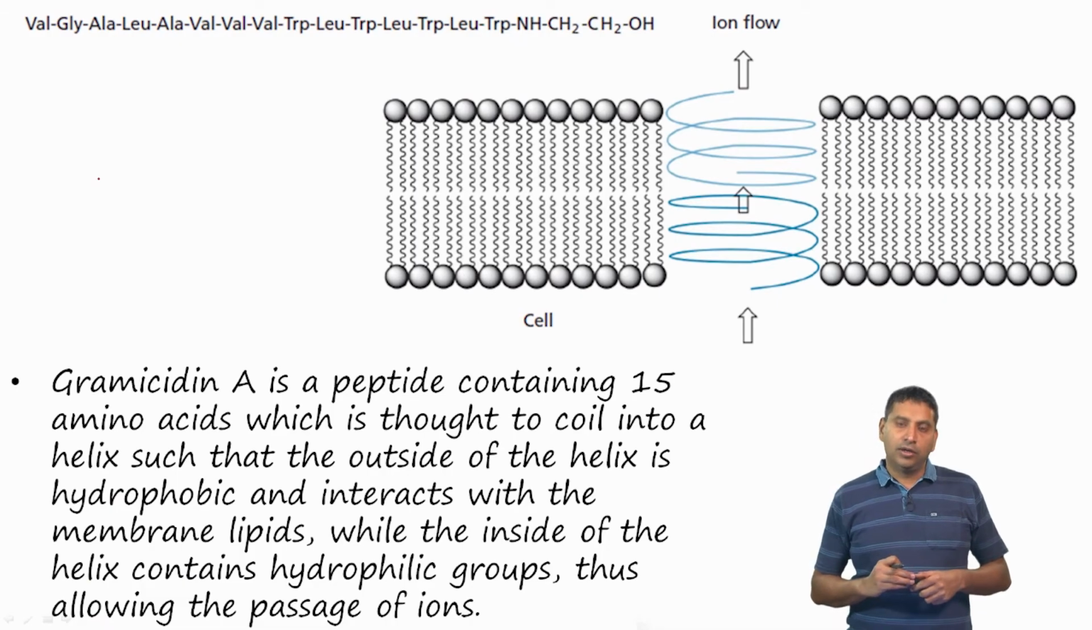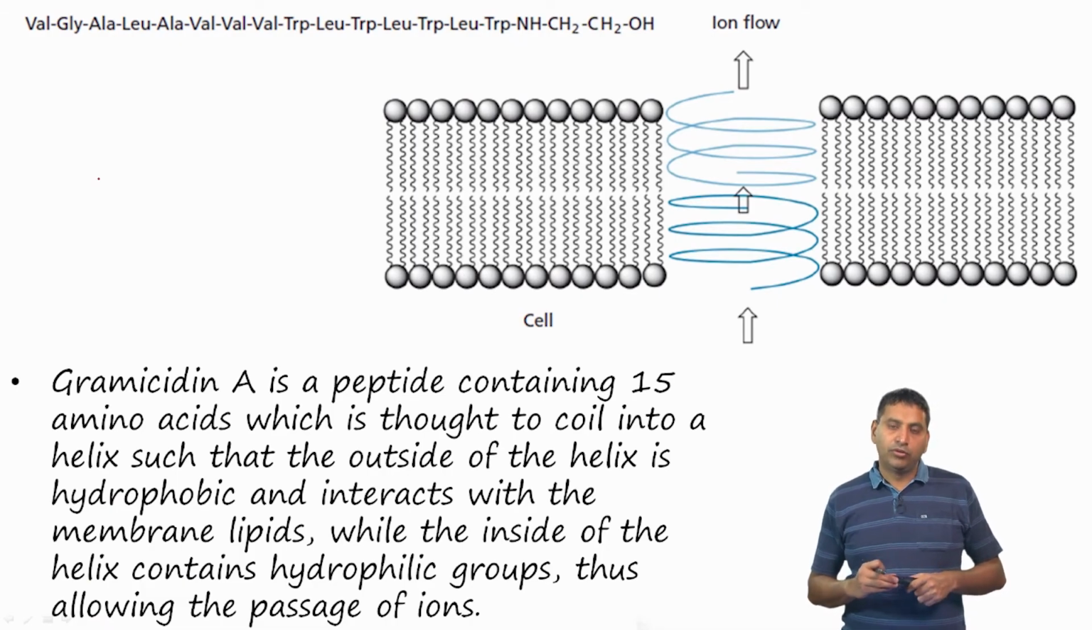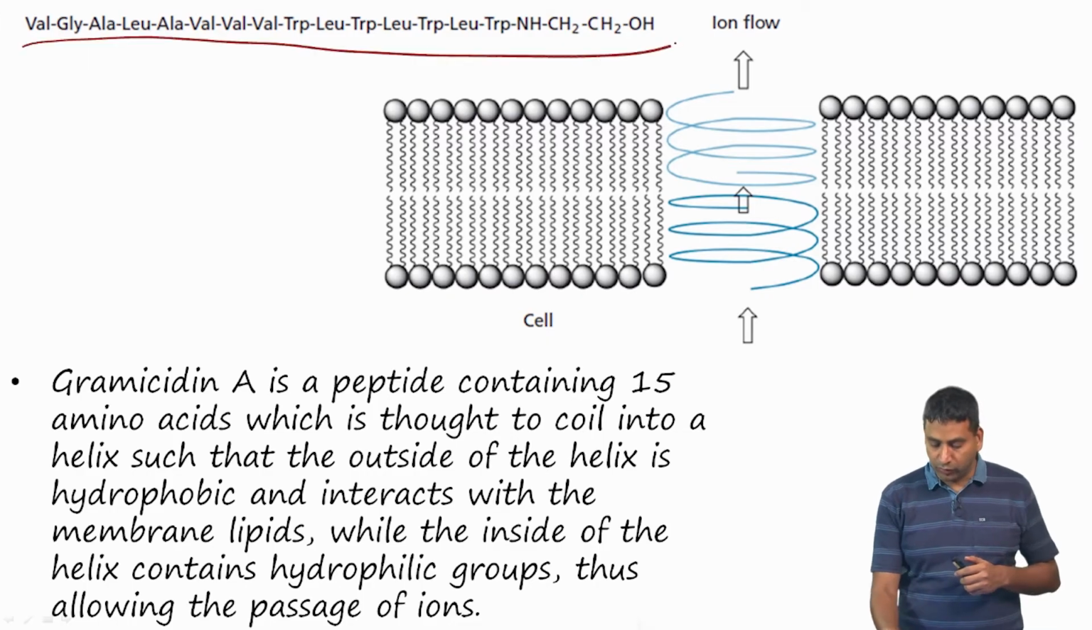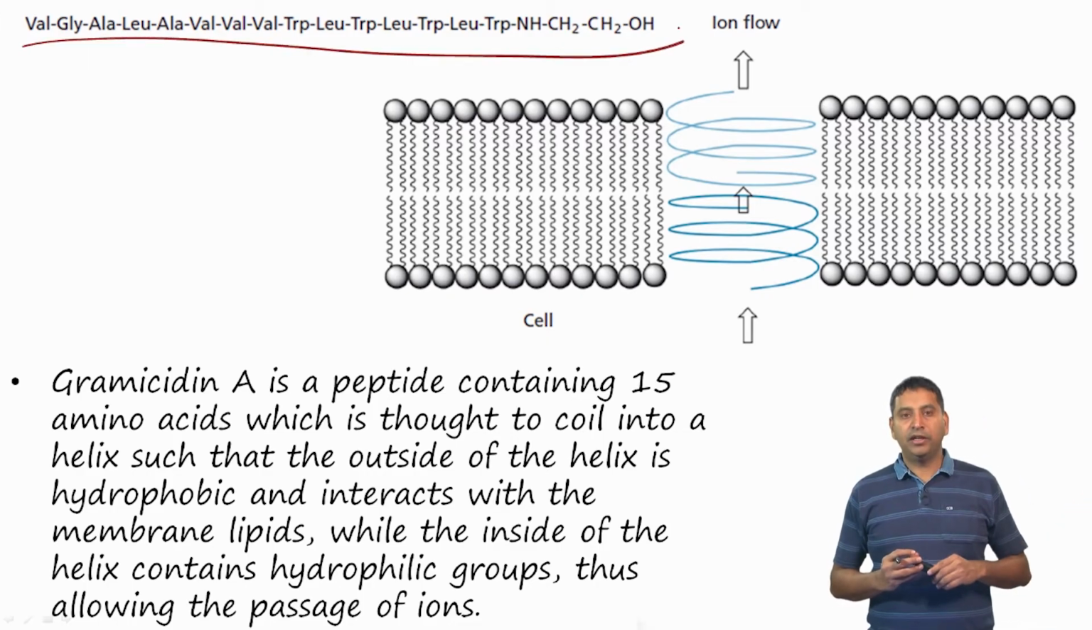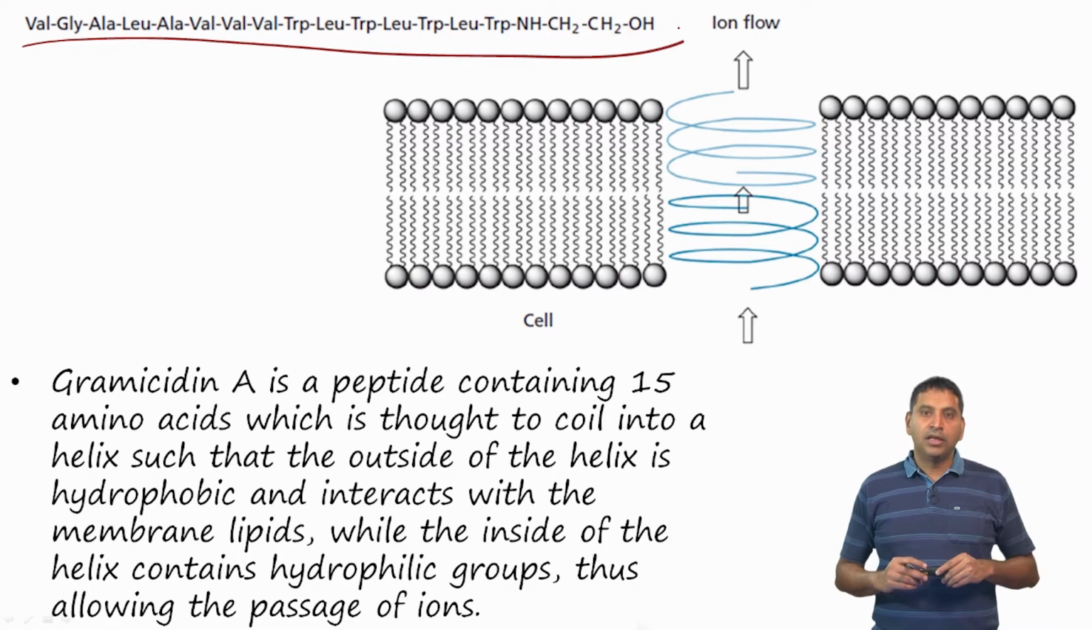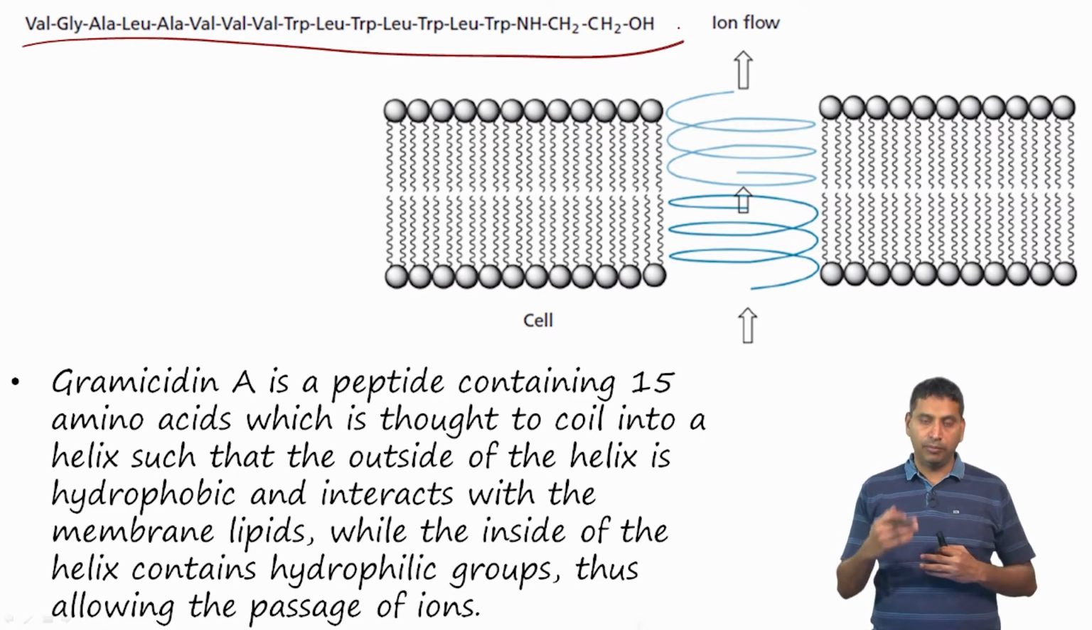There are other peptides which are also known to form these kinds of channels or pores. So, gramicidin A, whose primary structure is shown here, is a 15 amino acid peptide, and because it contains both hydrophobic as well as hydrophilic regions in its structure, it can interact favorably with the lipid membranes.